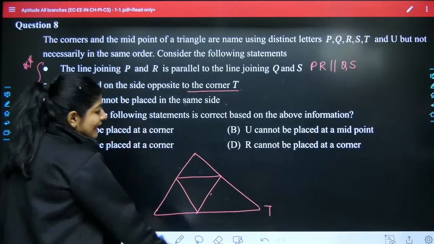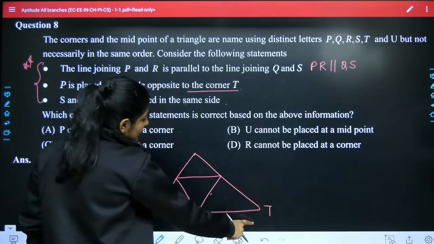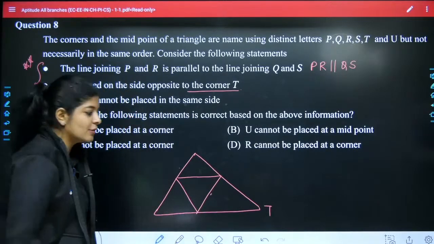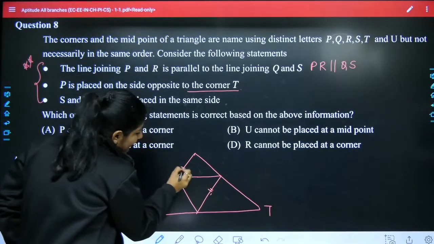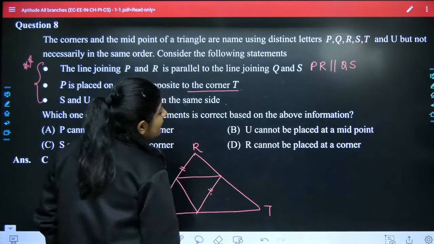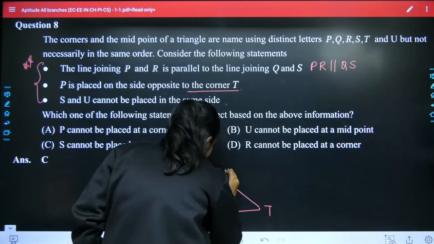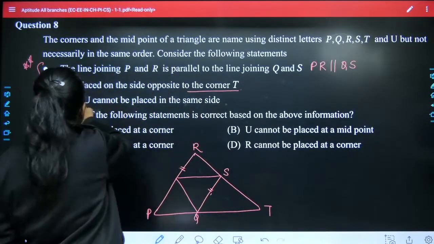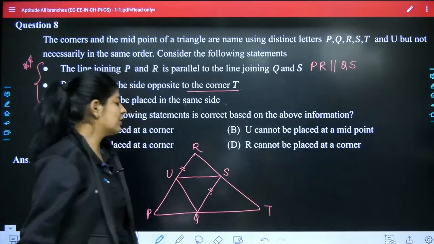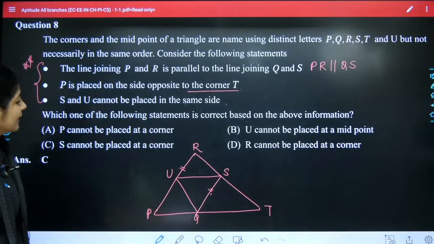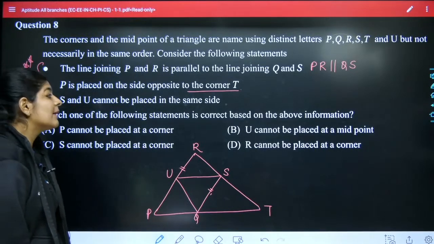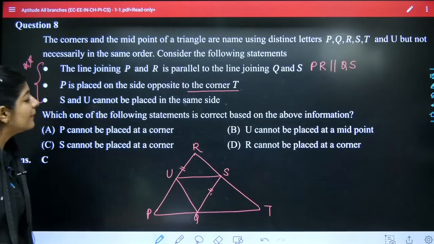If we draw T here, then if we draw PR here and QS here, they are parallel to each other. So we can write PR here and QS over here. And it says that S and U cannot be placed on the same side, that means U should be here. So this is our diagram. Now what we need to do, which one of the following statements is correct based on the above information?